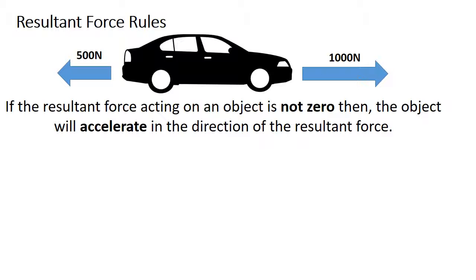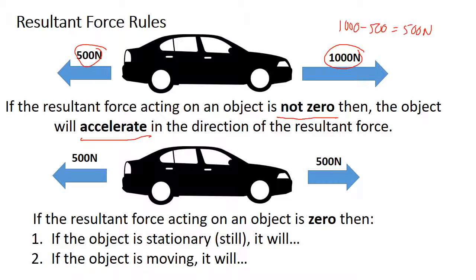So, resultant force rules. If you've got a resultant force acting on an object and it's not zero, then the object will be accelerating in the direction of the resultant force. So for example, here I've got 1,000 newtons acting in the forwards direction, 500 newtons in the backwards direction, so my resultant force is not zero. In fact, my resultant force, like we said before, is 500 newtons in the forwards direction. This means the object will be accelerating in the forwards direction.